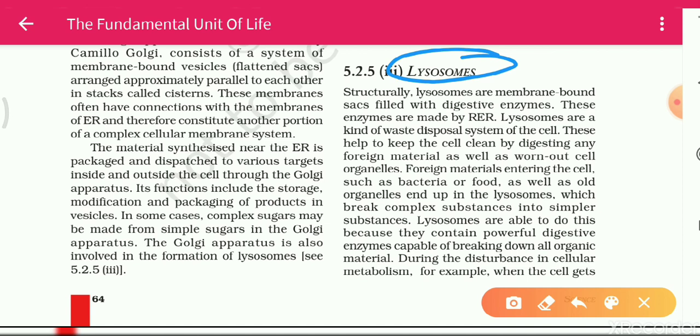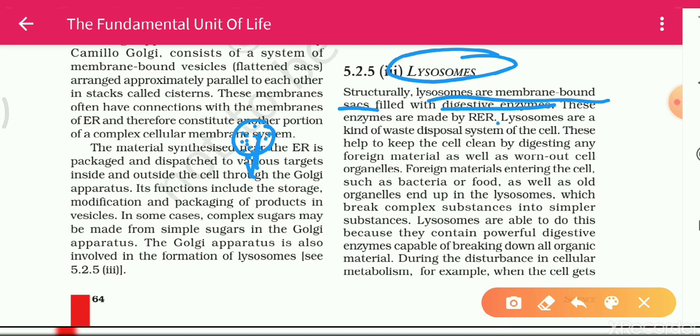Now see, lysosomes are membrane bound sacs. Membrane bound sacs means they are bag-like structures which have a membrane. Okay, and this is filled with digestive enzymes. Digestive enzymes are present in these sacs. These enzymes are made by the rough endoplasmic reticulum. Lysosomes are the kind of waste disposal system of the cells.